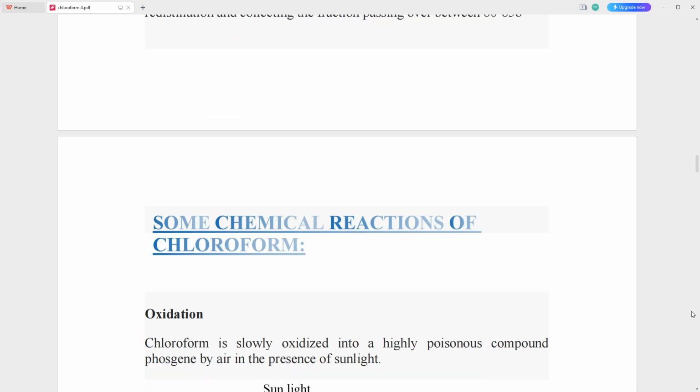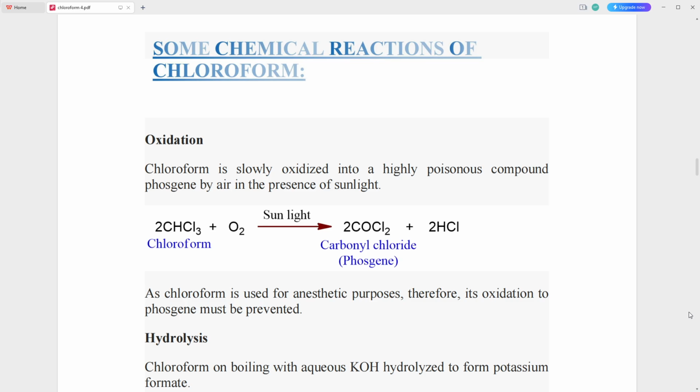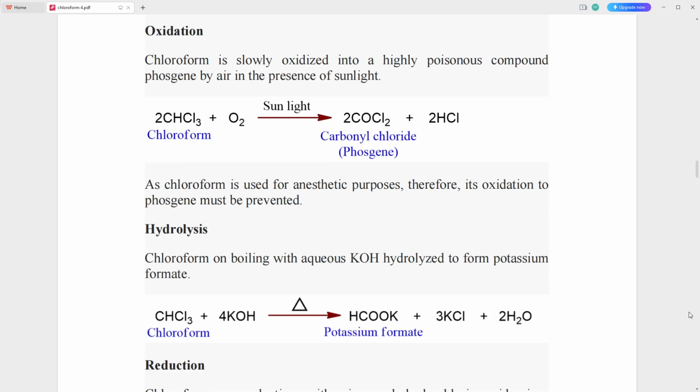These are some chemical reactions of chloroform. First of all, oxidation. Chloroform is slowly oxidized into a highly poisonous compound, phosgene, by air in the presence of sunlight. As you can see in this reaction, when chloroform reacts with O2 in the presence of sunlight, carbonyl chloride, which is phosgene, is produced. As chloroform is used for anesthetic purposes, its oxidation to phosgene must be prevented.